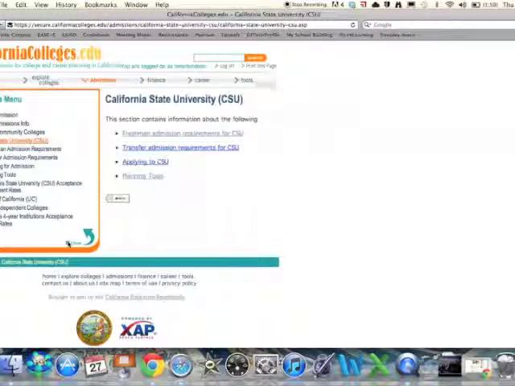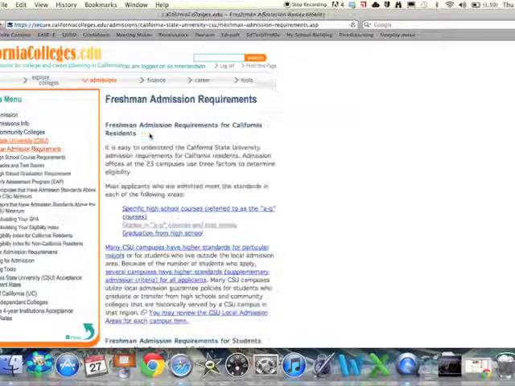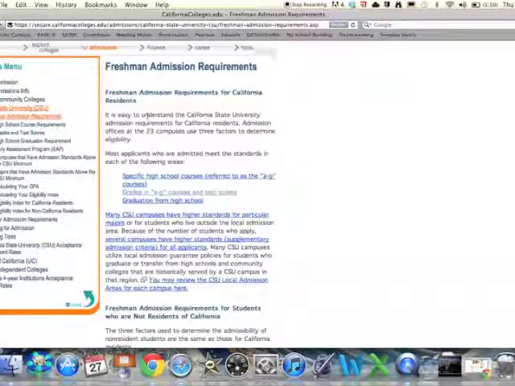Let's click on the state university requirements. You have all sorts of things here: planning tools, freshman admission, etc. Let's first take a gander at freshman admission. You don't want transfer, because transfer means you're coming from one college to another. So in here you can start putting in and looking at all the A to G requirements and whatnot.